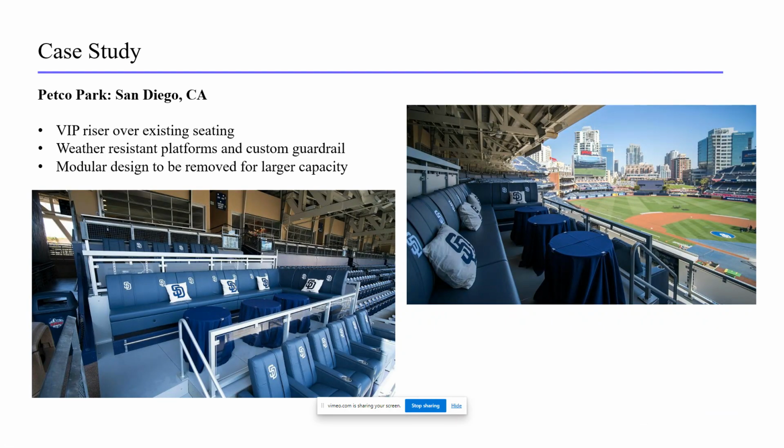Petco, we already discussed this briefly. A 3-tier VIP riser over the existing 7 tiers of concrete stadia. The riser uses weather-resistant platforms and custom guardrail to provide a permanent look and feel, but has the ability to be removed for an event that requires a larger capacity.